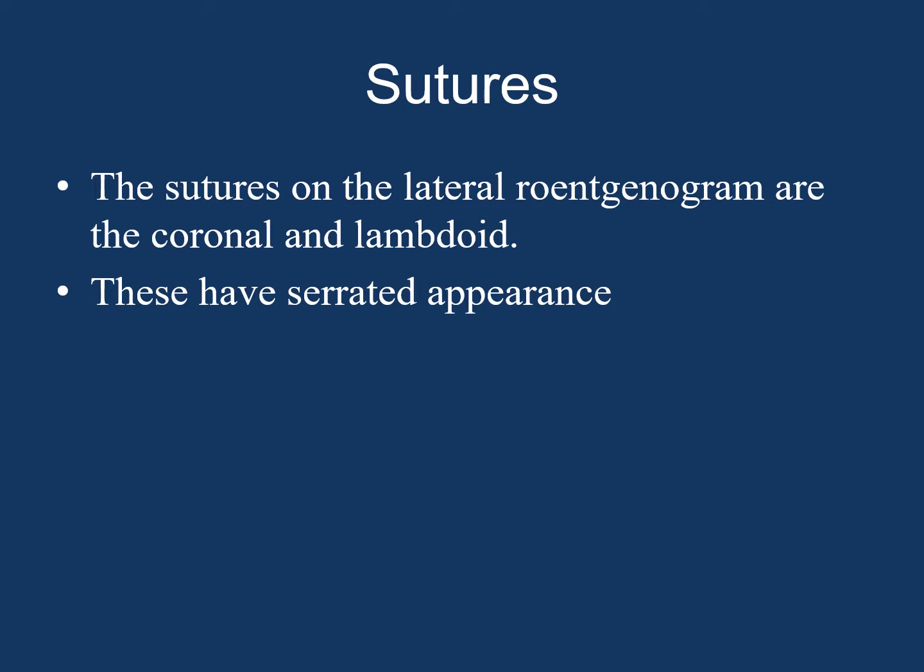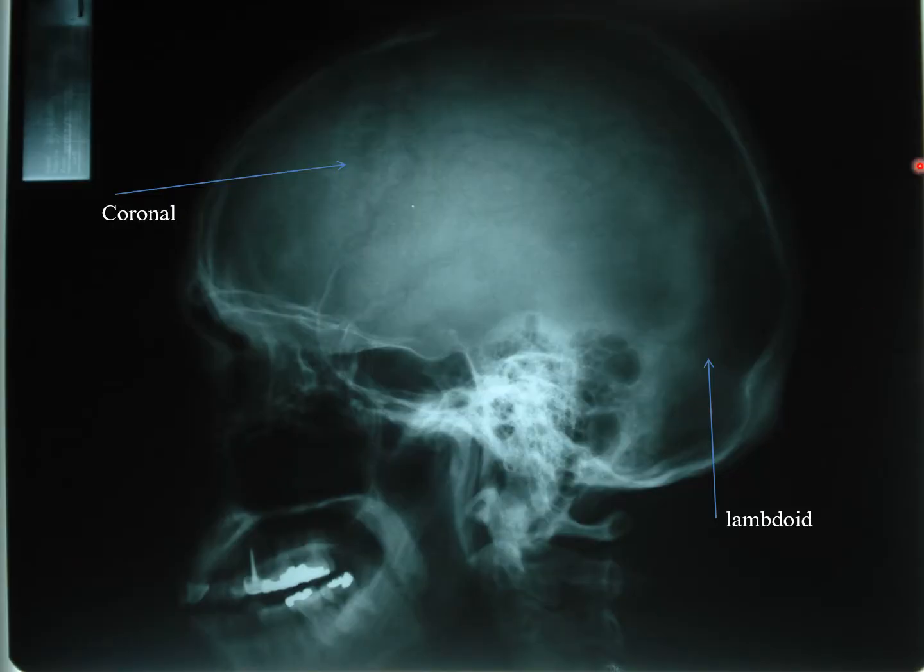On the lateral view of the skull, you would see the sutures, the coronal and lambdoid sutures. They will have a serrated appearance. As you can see here, this is the lateral view, and here you would be able to see this serrated structure, which represents the coronal suture, and posteriorly that would be the lambdoid suture.